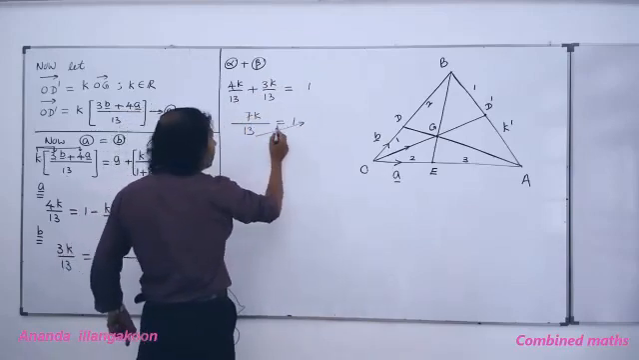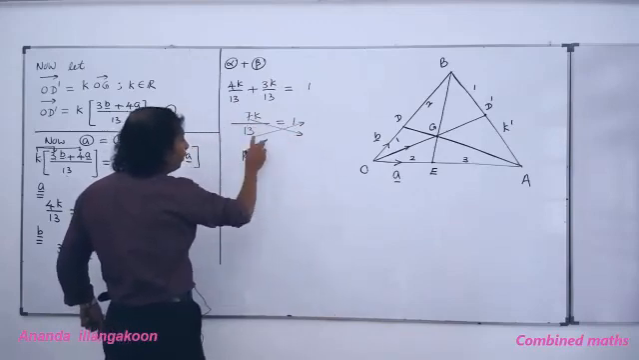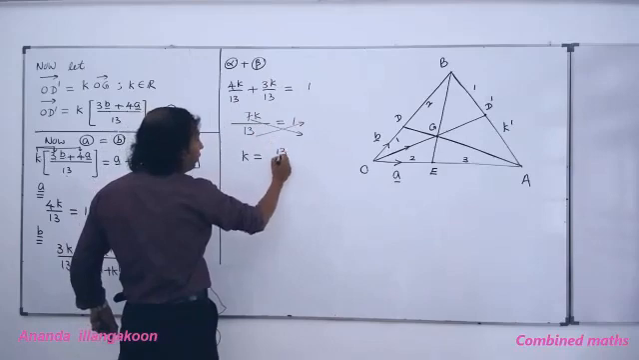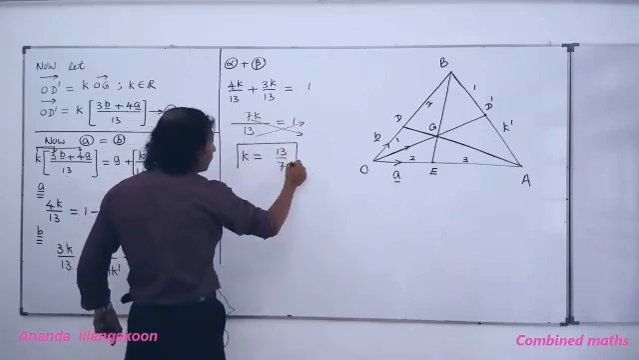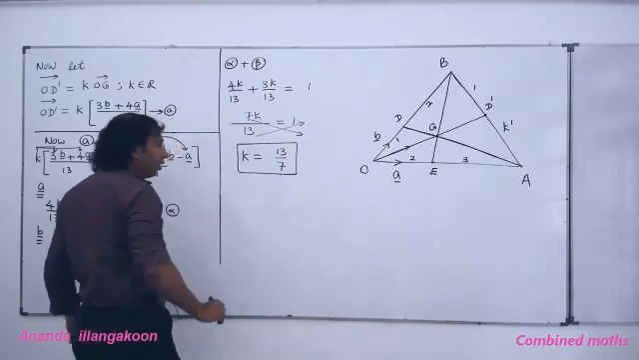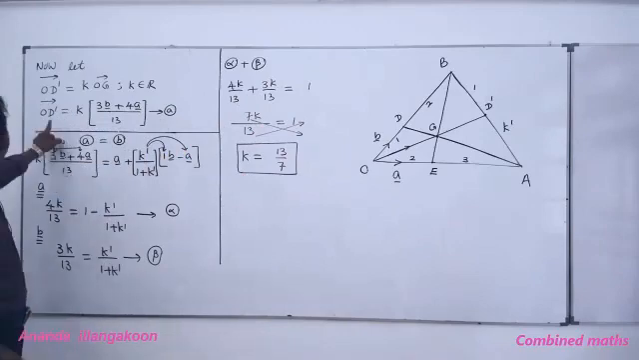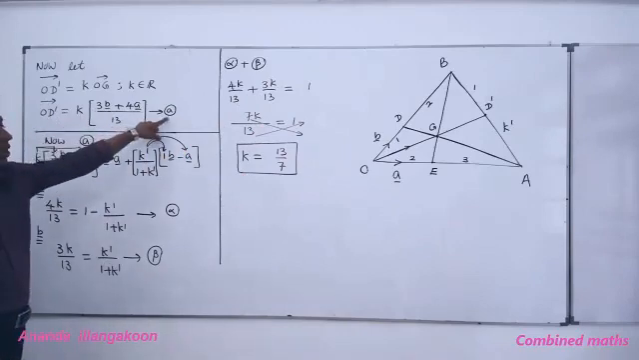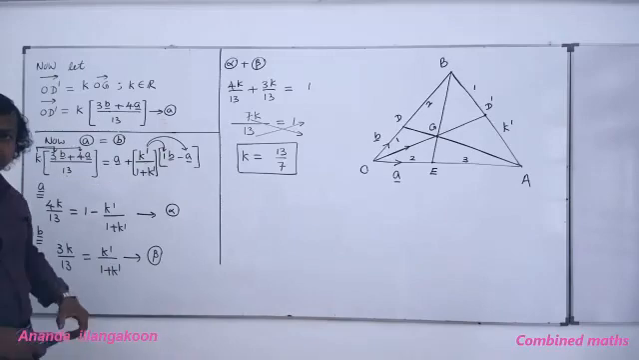Bring it across by cross multiplication like this. Then K is going to be 13 into 1, which means 13 divided by 7 is K. We found this K. We need to find this OD dash, and that K we substitute in this equation, simple A. Thereby we can take this OD dash vector.